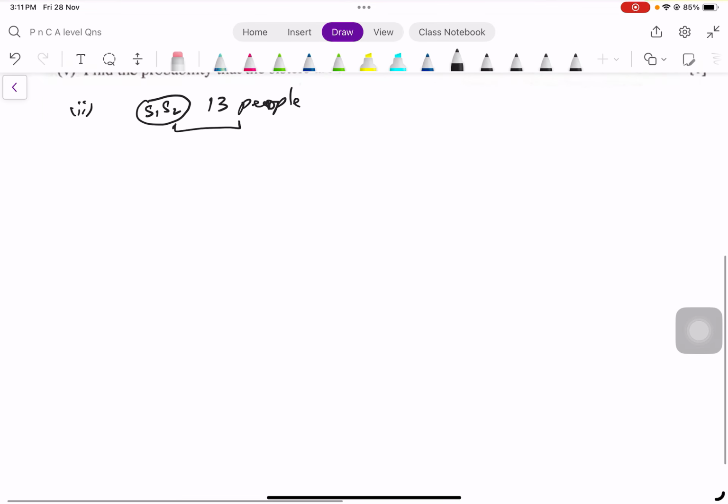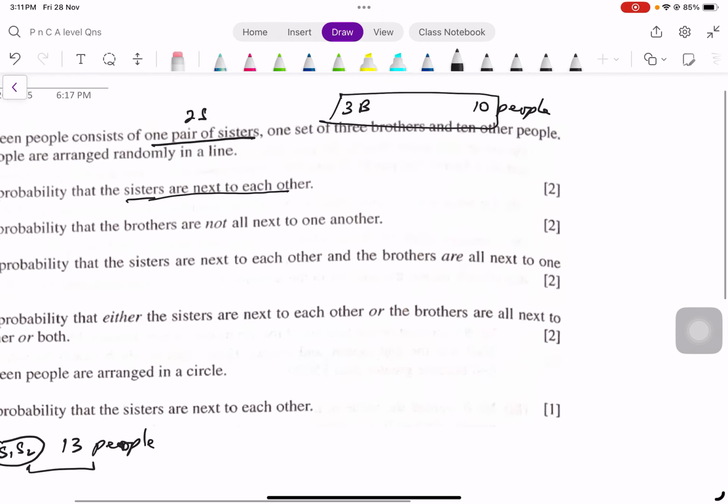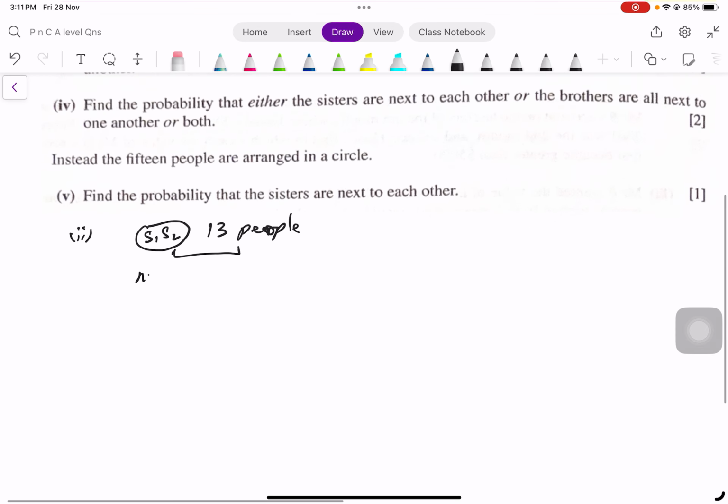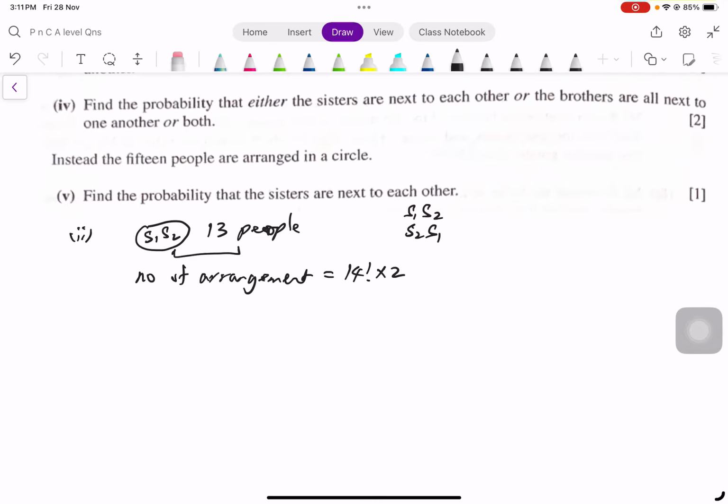The number of arrangements will be just equal to 14 factorial, right? But the thing is, sister 1, sister 2 can also be sister 2, sister 1. Therefore, you multiply by 2.